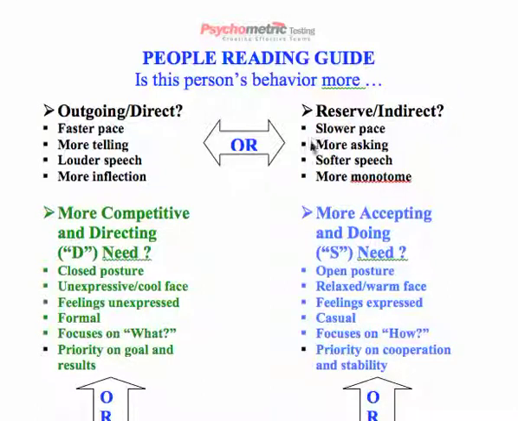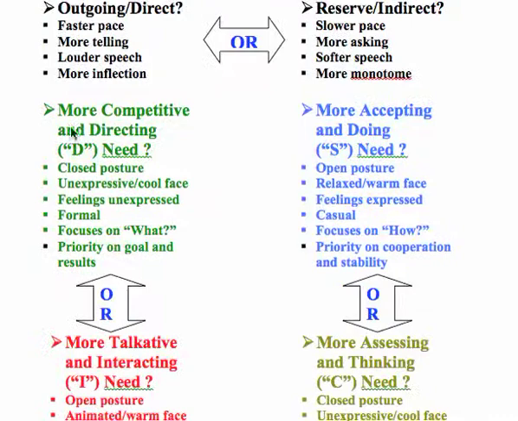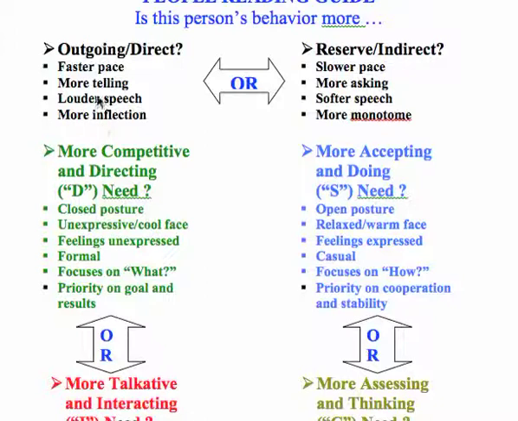The simple things to look for: is the person fast-paced or slower-paced? Is the person more telling or more asking? Is the person a loud speaker or a soft speaker? That's the one I like. It's very easy. And this guy here is more monotone. So you can very quickly remember those couple of things and see, is the person more outgoing, faster paced and louder? It's probably a person in this group.